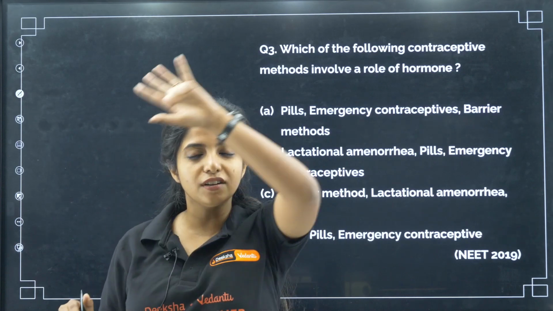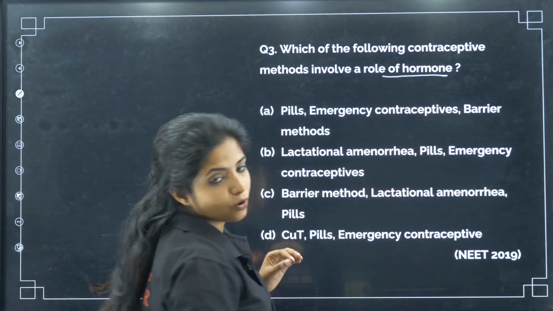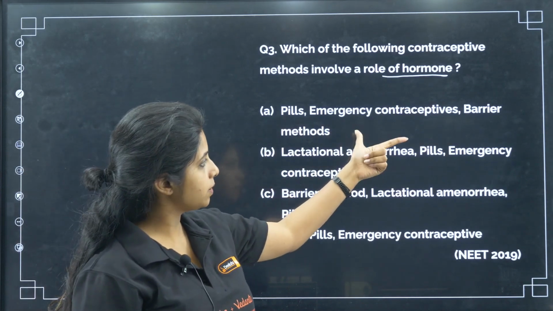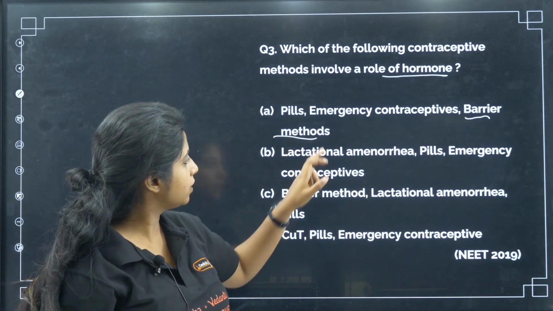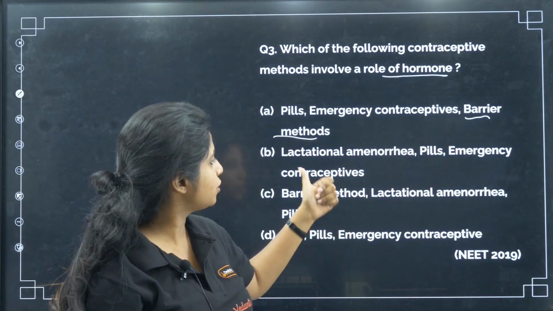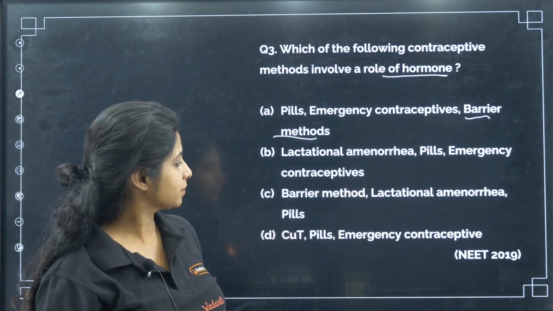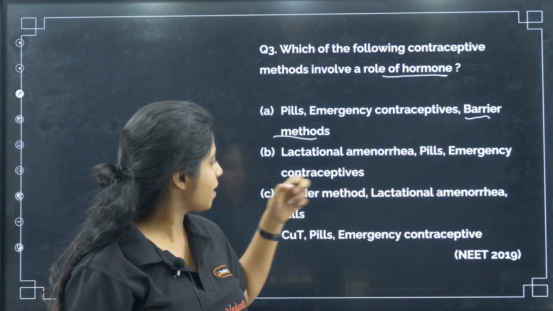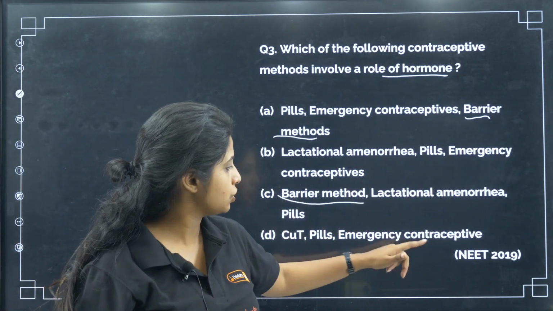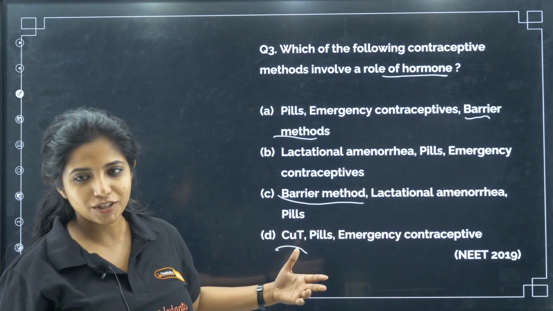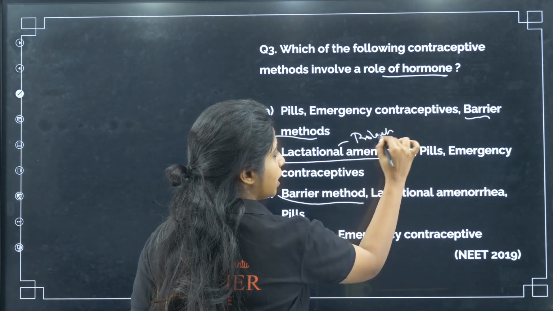Yeah, so over here, if we talk about everything, which are those things that release hormones and prevent conception? Pills, emergency contraceptives, barrier method. Barrier method is not going to release any hormones. Lactational amenorrhea, pills, emergency contraceptive. What do you think? Barrier method is there, again ruling it out. Okay, copper T, pills and emergency. Copper T releases copper, not hormones. So I told you in lactational amenorrhea you have what? Prolactin hormone being released, which is why everything is being stopped.